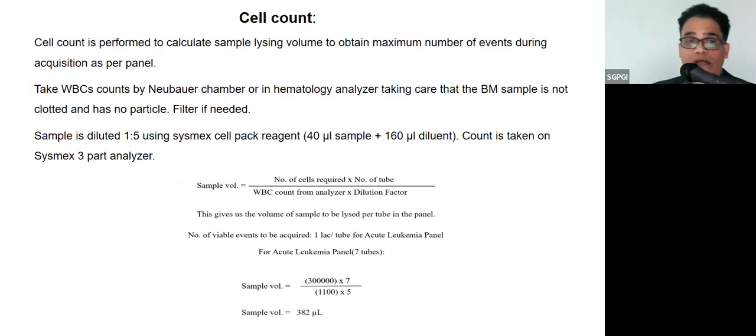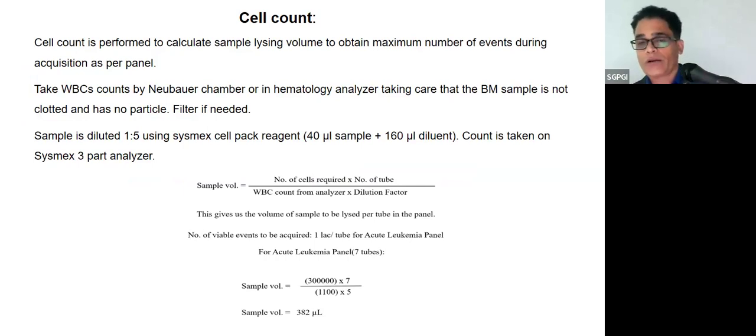The most important is the cell count. The cell count is performed to calculate the sample lysing volume. Whether you are dealing with the stain-lyse-wash method or the lyse-stain method, the bulk lysis method, it doesn't matter. The number of required cells into the number of tubes, divided by the WBC count from the analyzer, into the dilution factor. If you are dealing with bone marrow, you dilute your sample, 40 microliter sample plus 160 microliter diluent, and run it on the 3-part function. It will give an approximate count.